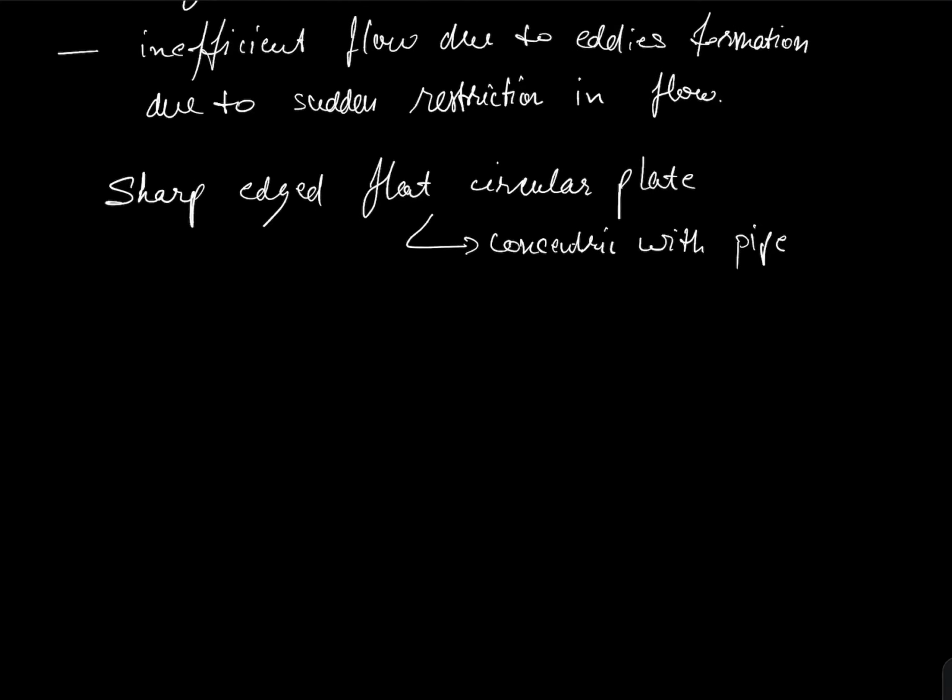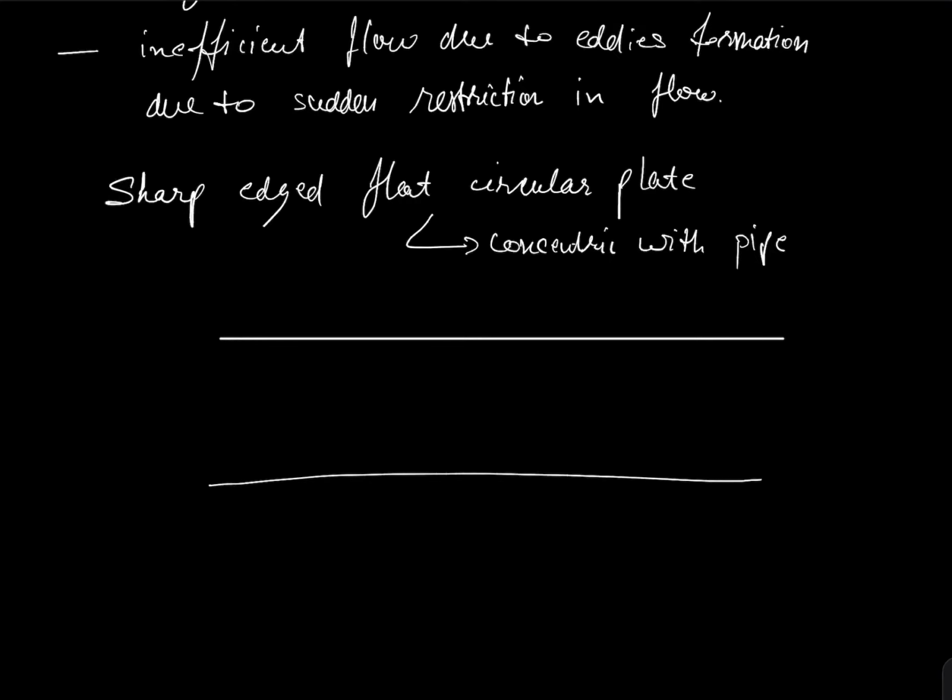So first of all, let's draw the diagram for orifice meter. Let's say this is my pipeline in which fluid is flowing. Now I want to measure the flow rate. Let's say my fluid is flowing in this direction and I want to measure flow rate in this pipeline.